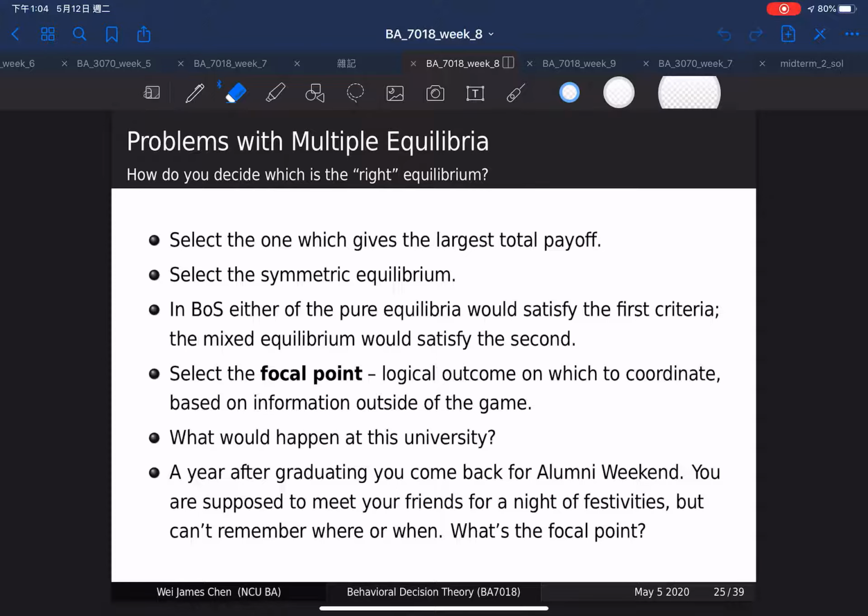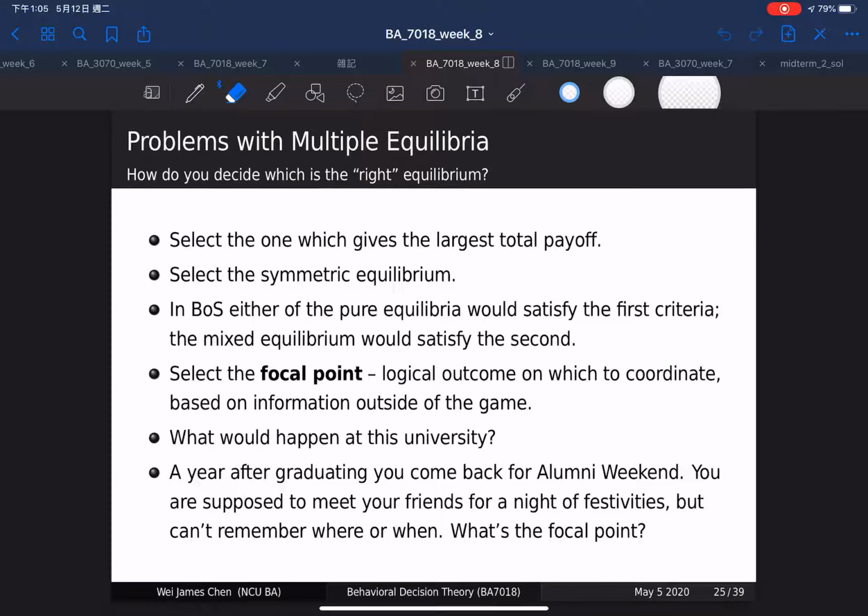So here, the textbook defines the second way. So it says that in the BOS, either of the pure equilibria would satisfy the first criteria. Remember, in the BOS, they choose to go to ballet or boxing. So the pure equilibria would satisfy the first criteria, meaning they both go to ballet or both go to boxing. Those two satisfy the first criteria. They both give the same payoff. But the mixed equilibrium will satisfy the second, because in the mixed equilibrium, they both get the same payoff.